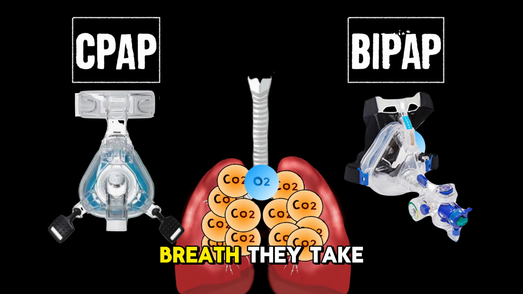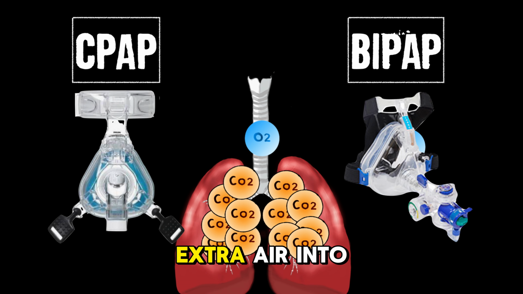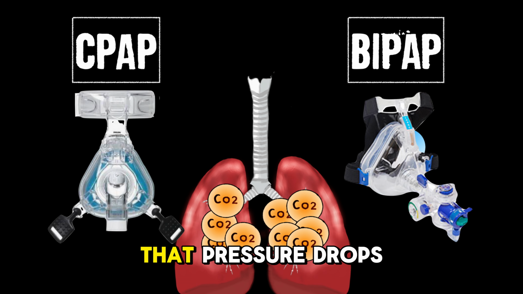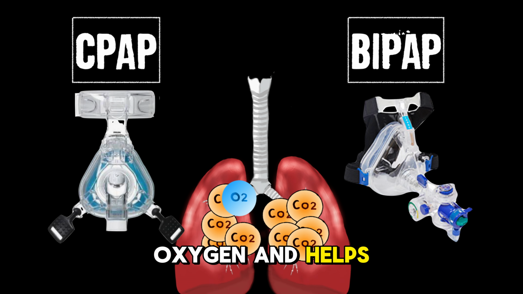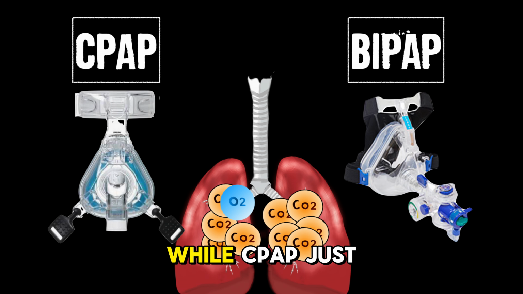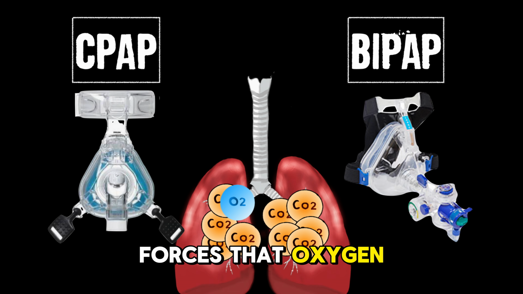Now, for every breath they take, the BiPAP pushes extra air into the lungs, and then when that pressure drops, CO2 escapes with it. So BiPAP forces oxygen and helps get rid of the CO2, while CPAP just kind of forces that oxygen down into the tissue.